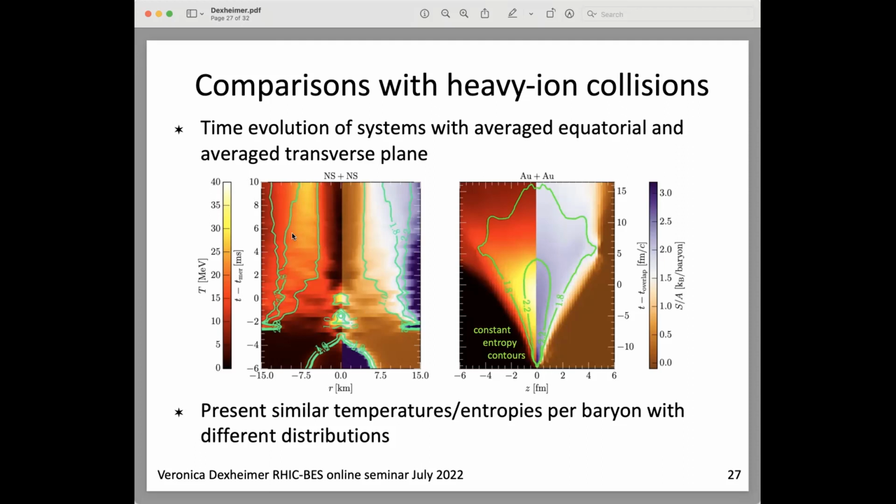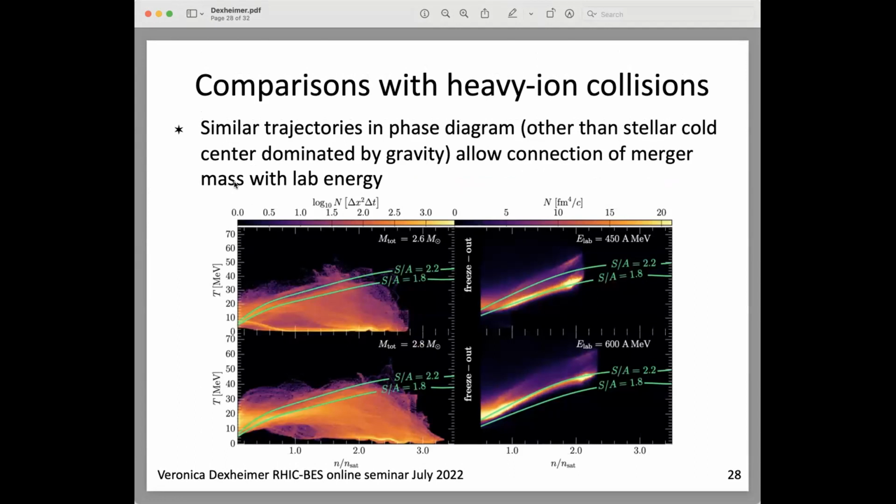But although the geometry in this evolution plane is different, again, I'll emphasize that the temperatures and entropies are comparable, as you can see from the color code. But I think it's more interesting, at least as an astrophysicist, to analyze everything in the phase diagram. And this phase diagram is a little bit different. It's temperature and density. And the color code here is now for where matter spends most of the time. On the left is for astrophysics. And on the right is for the heavy ion collision.